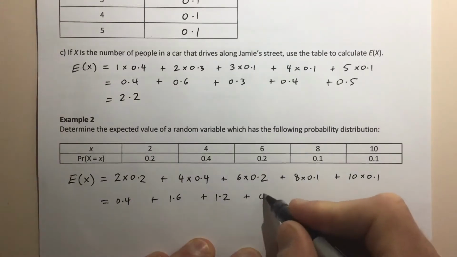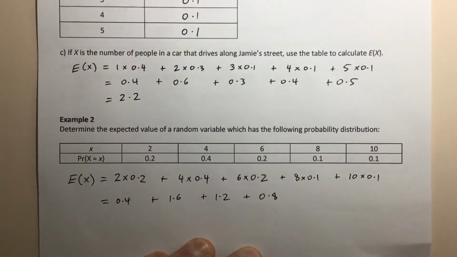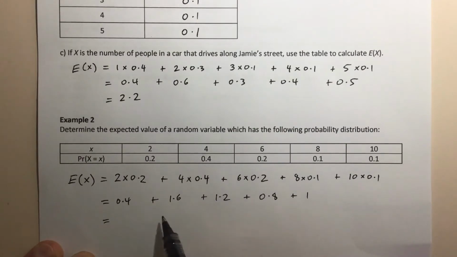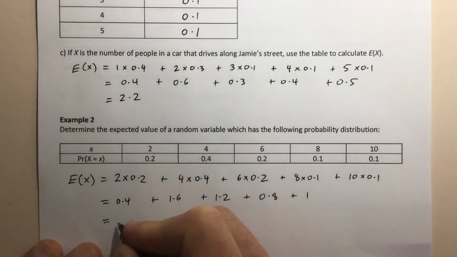All right, so 0.4 plus 1.6 plus 1.2, so some good practice with decimal multiplication here. Remember, you just multiply the numbers, and then however many decimal places were in the original multiplication, that's how many have to be in your answer. So plus 1. So what do we get? We get 2, 3.2, 4, 5. The expected value for this one's actually 5.